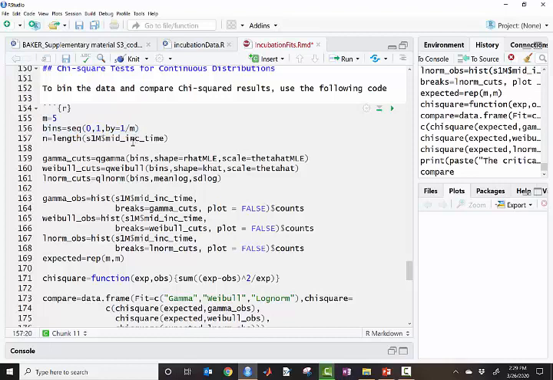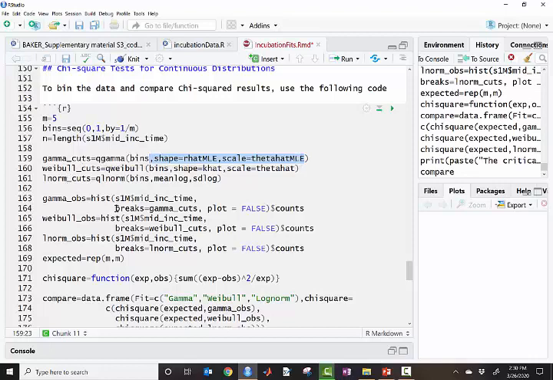N is just the sample size, the number of observations in my data set. And then I'm using quantile functions to determine those cutoffs, the C1 through C5 in the video, based on the bins here, for the gamma, the Weibull, or the log normal distribution. So for example, qgamma with bins as its first argument is going to tell me the cutoffs for the gamma distribution for the 0th, the 20th, the 40th, the 60th, the 80th, and the 100th percentiles with a shape and a scale parameter given by my MLEs.